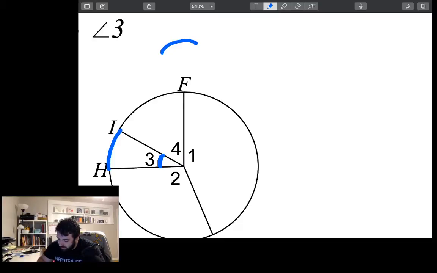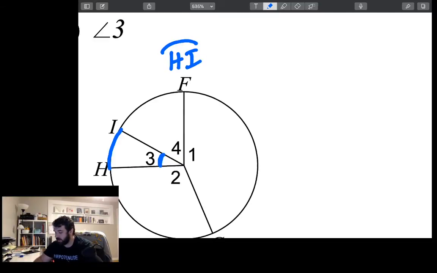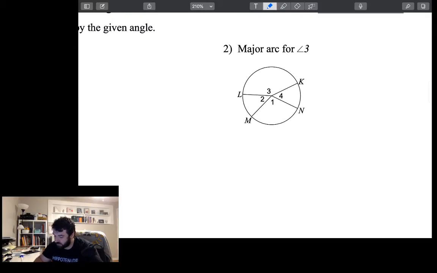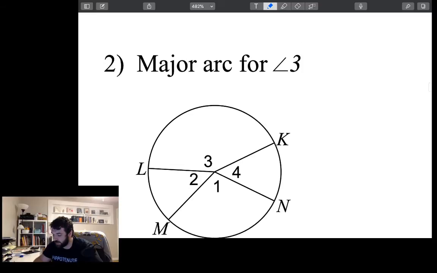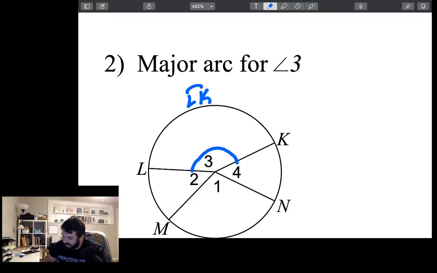So we call that HI. When we talk about major arcs, we got the vocab for this on Monday, and those are arcs that are greater than 180 degrees. So I'm looking at the major arc for angle 3 being here. I have to do some comparison. I've got arc LK going here, but that's very clearly less than 180 degrees. It's less than half of a circle, so we're looking at that half circle as our 180 degrees. So I'd need the name going the other direction, something like LMK.